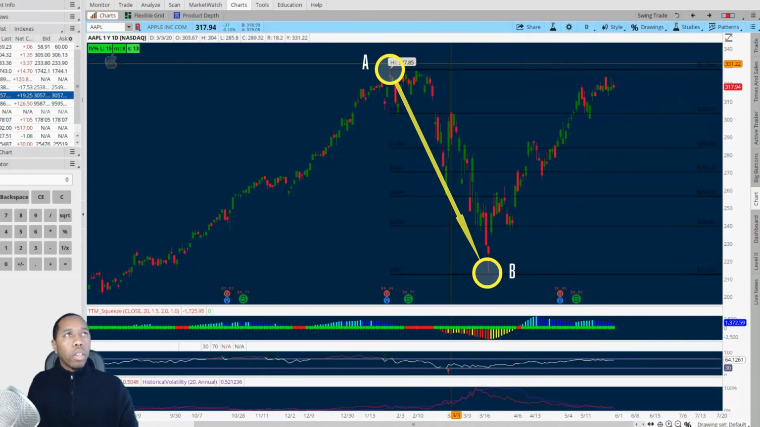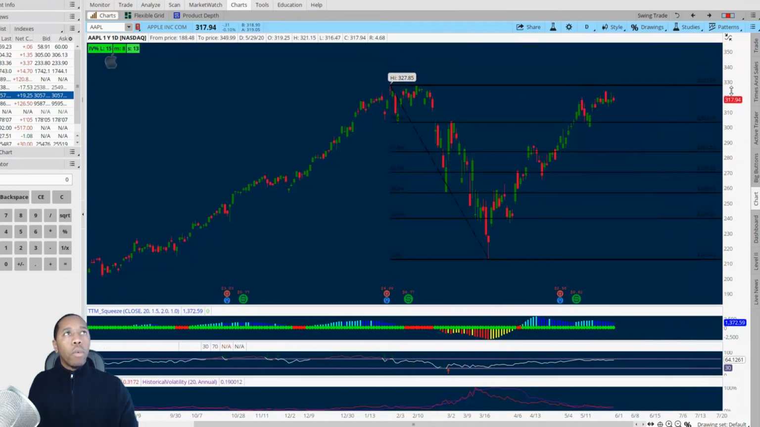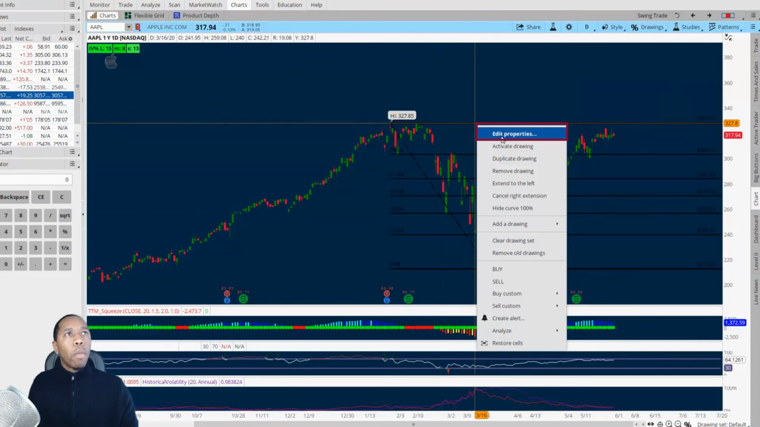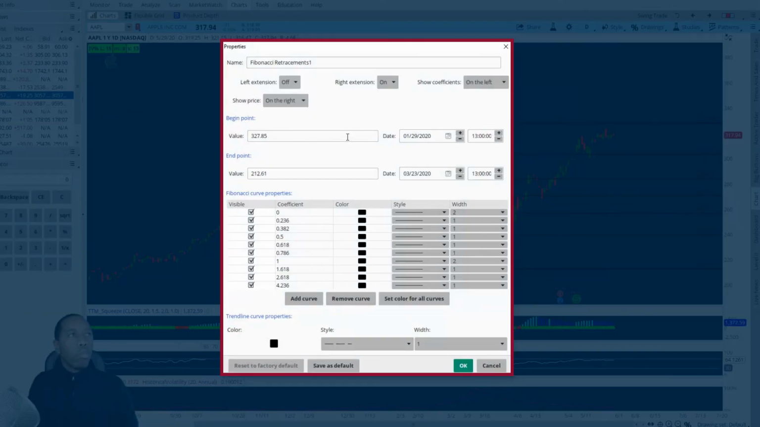In the most recent swing. And then you'll get a Fibonacci drawing that will appear like this for you. Now we want to customize this here. So to customize, we're going to right click. We're going to hit edit. And when you get in here, you're going to get the custom layout right here in front of you.